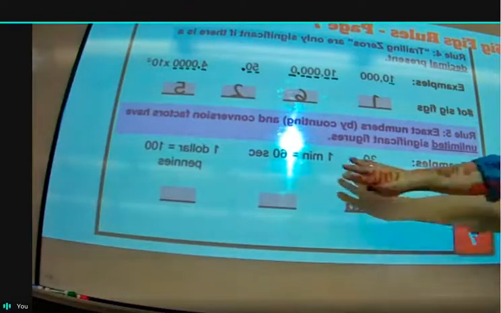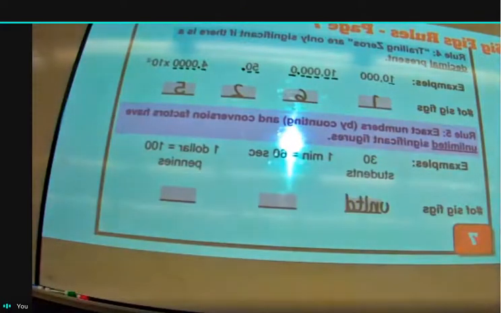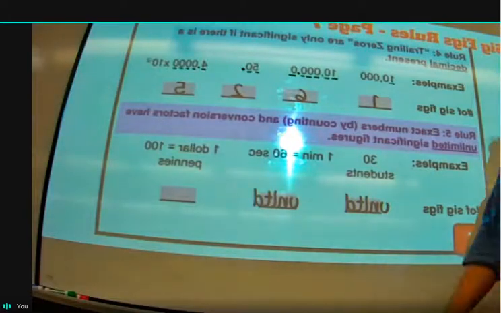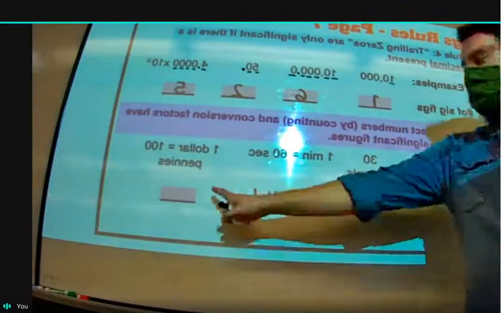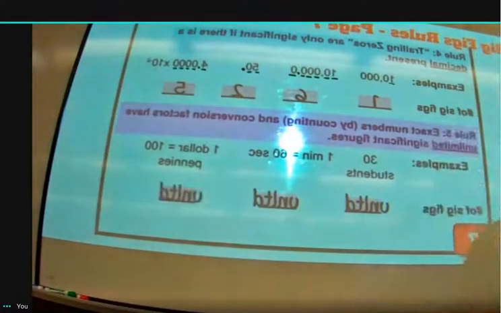Here's a conversion factor. 1 minute equals 60 seconds. That's exact. We know that. It's exactly 60 seconds. So we have unlimited significant figures. $1 equals 100 pennies. We know that for sure. There's not a fraction of a penny in there. So it's exact numbers, unlimited significant figures.